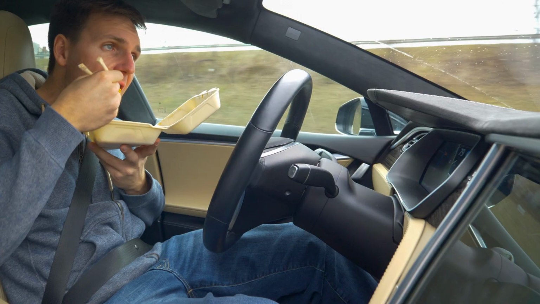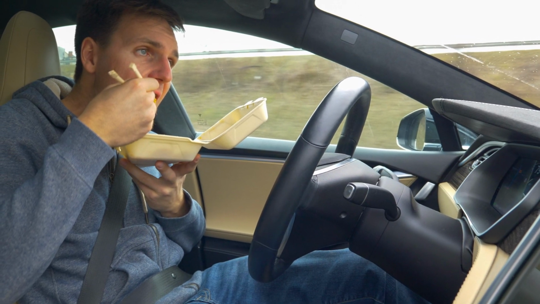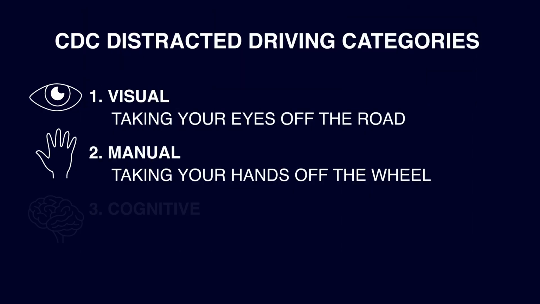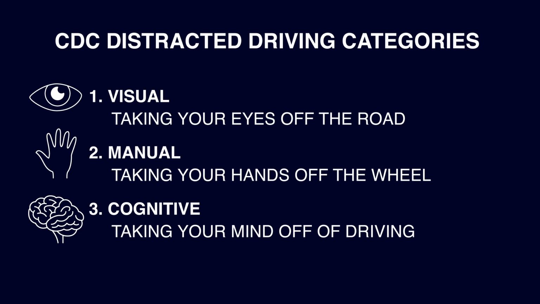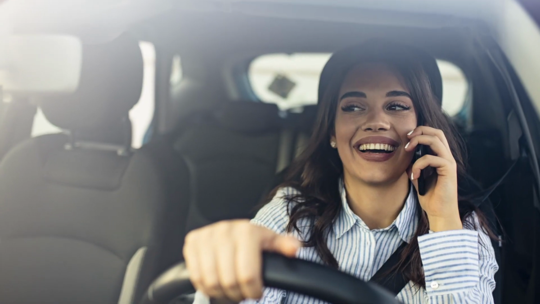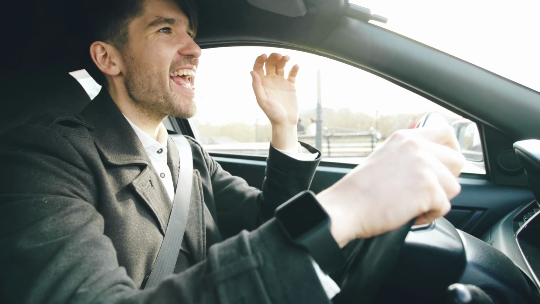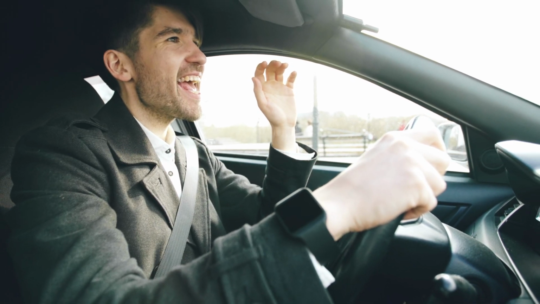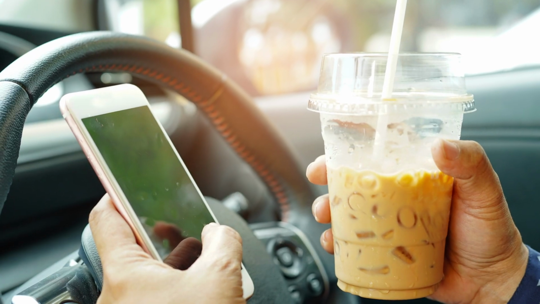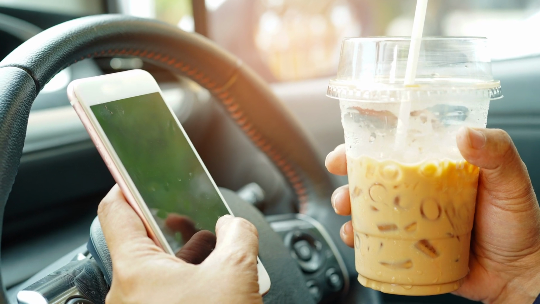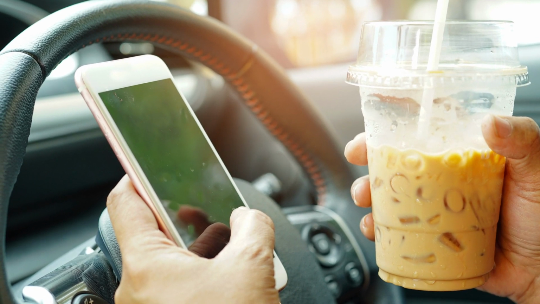Examples of this would be texting while driving or trying to eat or drink while behind the wheel. The third type of distracted driving is cognitive, which would mean taking your mind off of driving. Examples of this could be taking a phone call, chatting with a passenger, or listening to a podcast, music, or an audiobook.